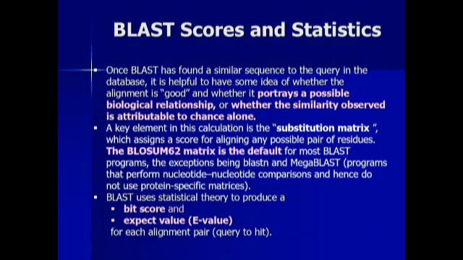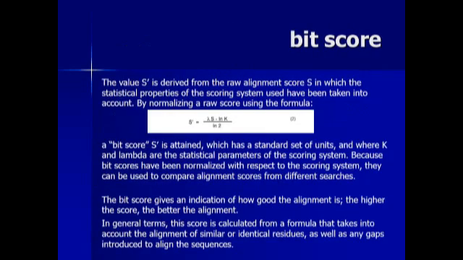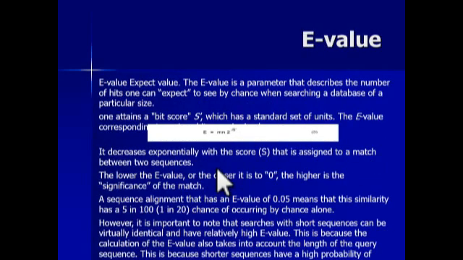After that we have different kinds of scores. BLAST has one basic score which is known as the bit score, and the second score is known as the E value, right? This score S is derived from the raw alignment score. The bit score comes from the statistical properties of the scoring system, by normalizing the raw score using a formula. There is no need to remember this formula, but at least remember that the raw score is known as S. After that, the important part is coming, which is known as the E value.